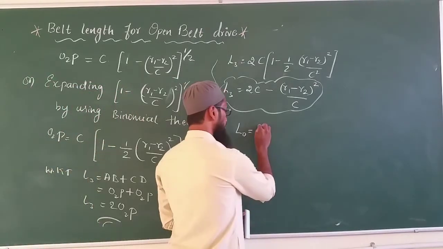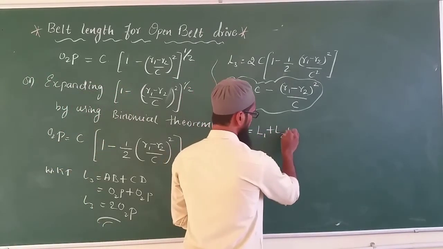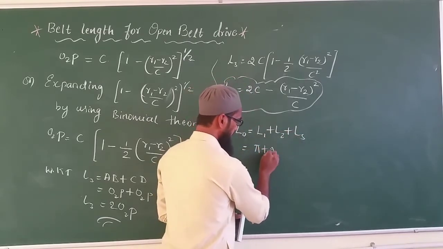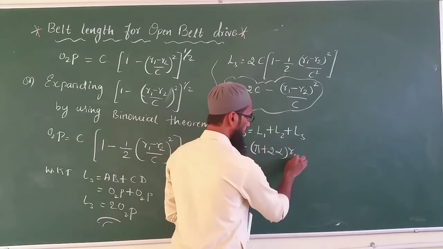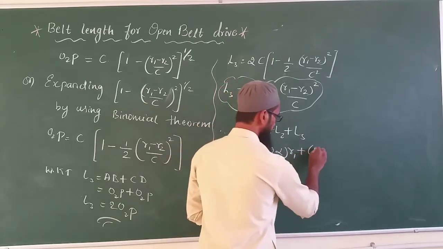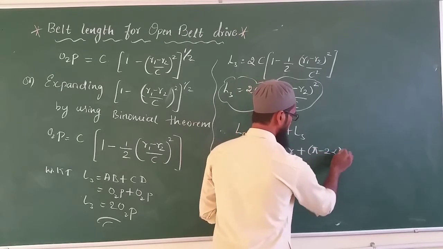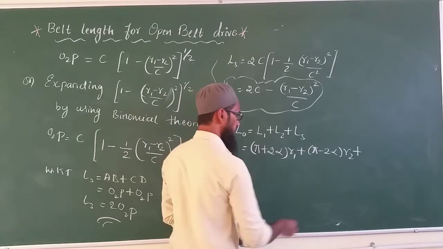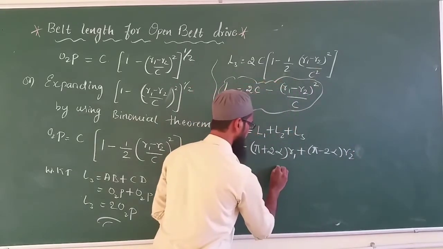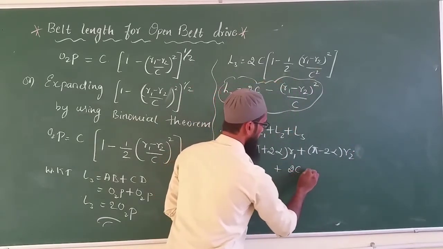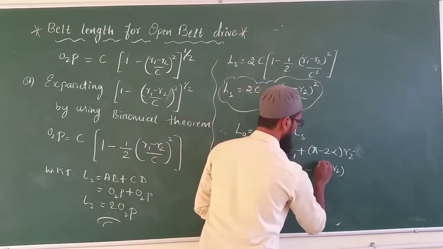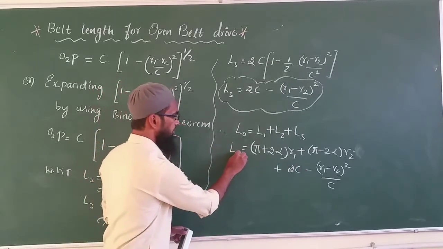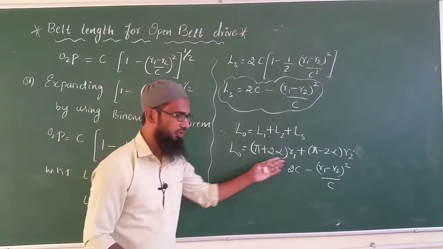Finally, L0 becomes L1 plus L2 plus L3. So L1 is pi plus 2 alpha into R1. L2 is nothing but pi minus 2 alpha into R2. And L3 is nothing but the term we are getting here, which is 2C minus (R1 minus R2) whole square by C. This is the length of the open belt, but we will try to simplify it again.